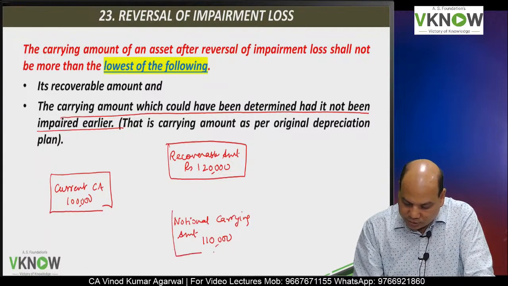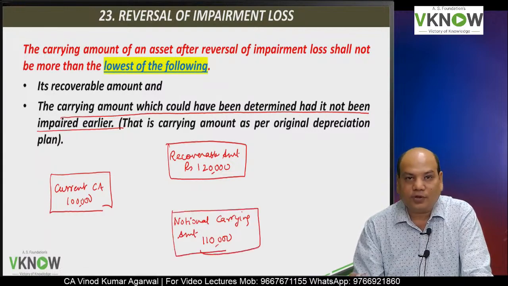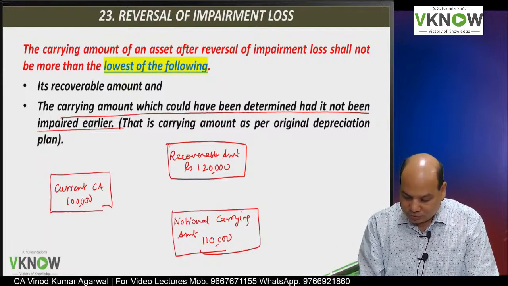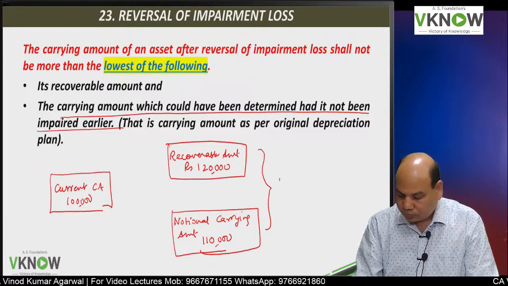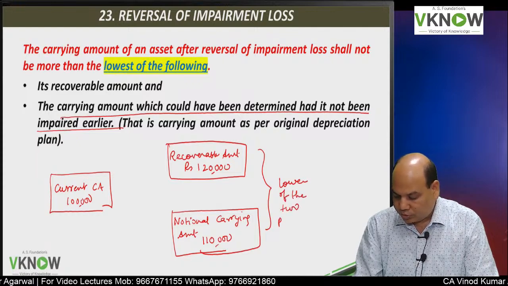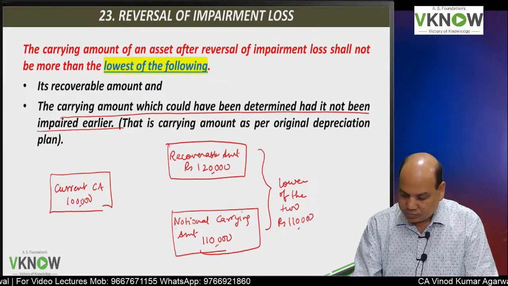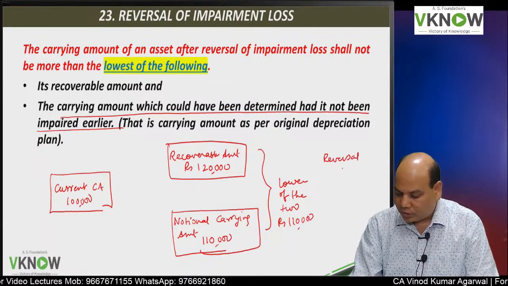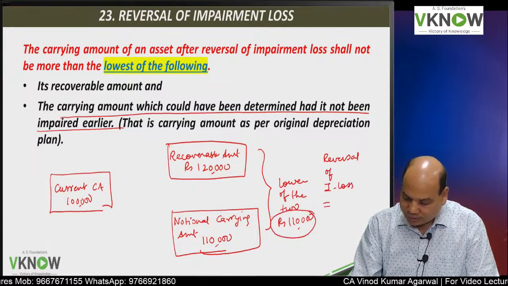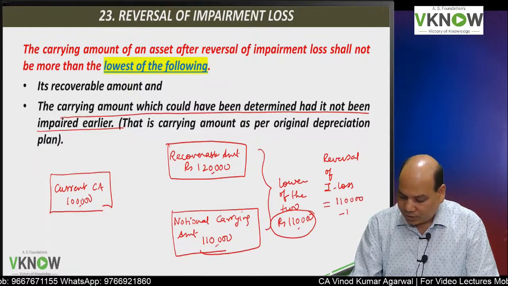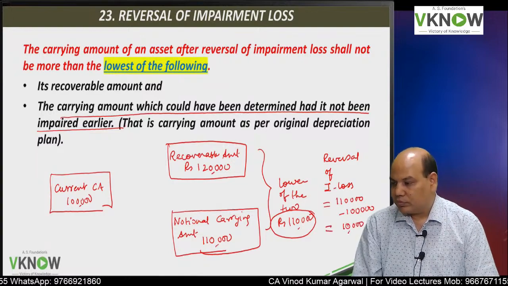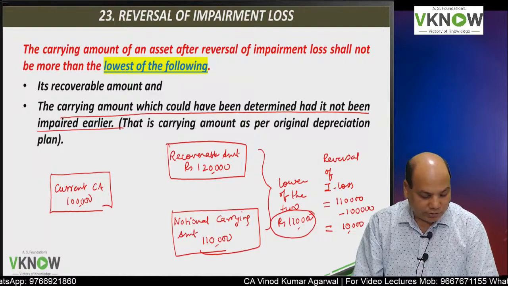Recoverable amount is 1,20,000, but had you not provided for impairment loss, the carrying amount today would have been 1,10,000. So which is the lower of the two? Take the lower of the two. The lower of the two is rupees 1,10,000. So what is the reversal of impairment loss? Reversal of impairment loss will be 1,10,000 minus current carrying amount 1 lakh, that is 10,000. So impairment loss will be reversed by 10,000 rupees.